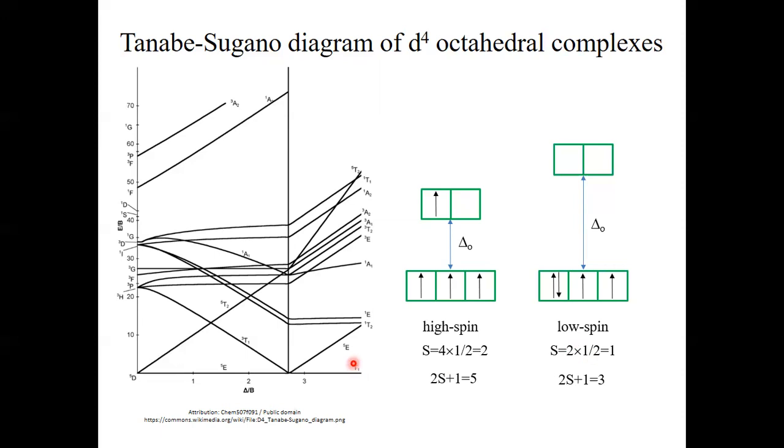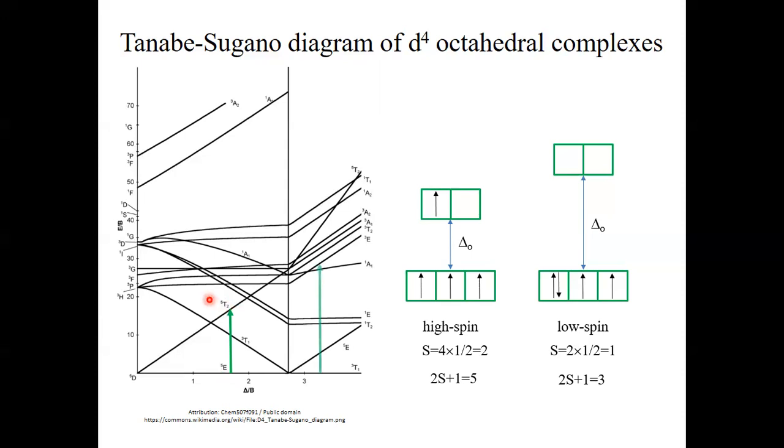And now let us look at the electron transitions, first for the high spin complex. The ground state for our high spin complex is a quintet state. So we can excite only into other quintet terms. Okay, so we see that we have another quintet term here.